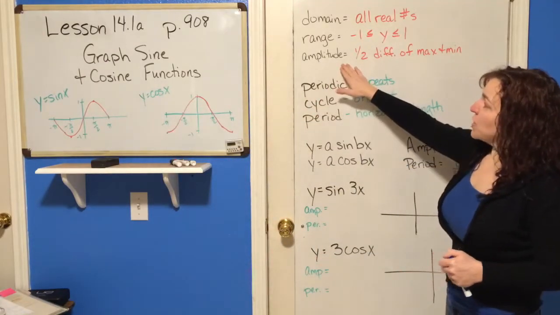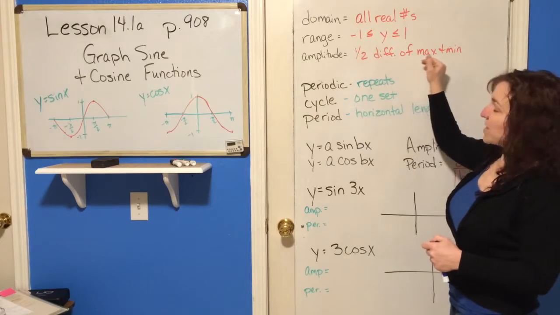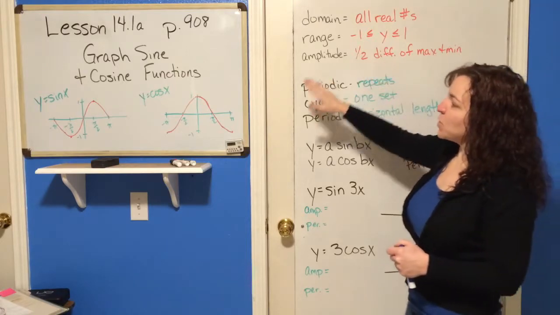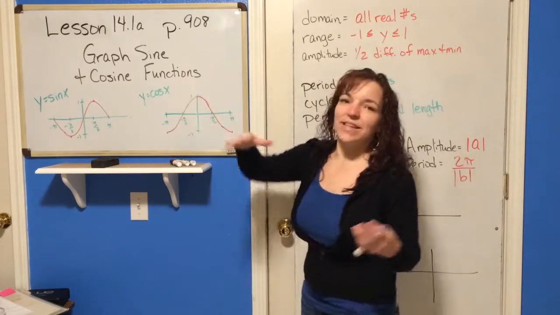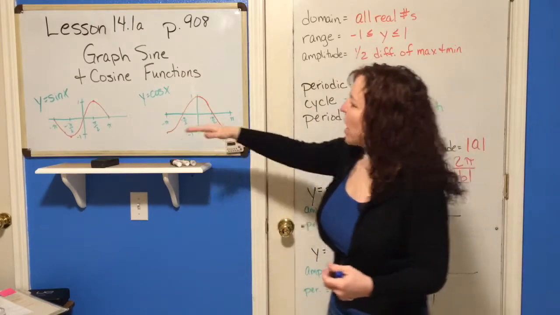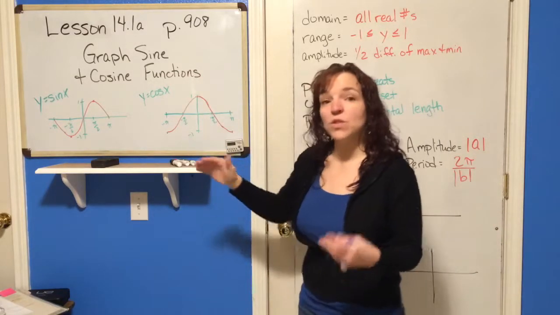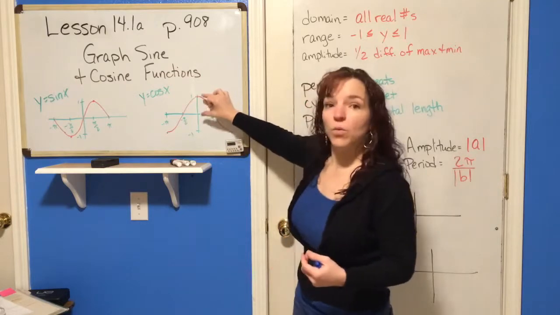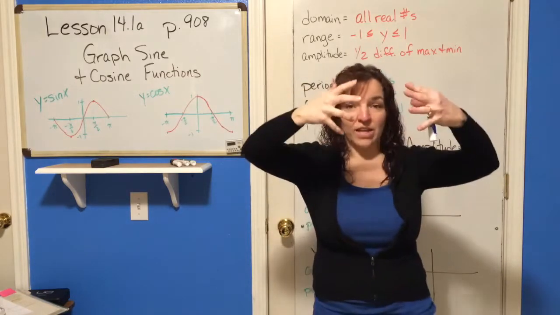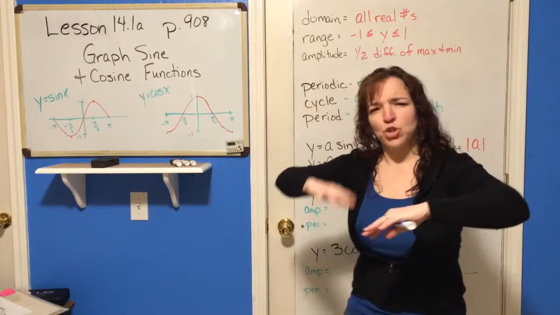The amplitude is half of the difference of the maximum and minimum. So what this means is the amplitude is the absolute value. We went up to 1 and down to -1, so the amplitude is just 1. We're going to go 1 either positive or negative. So that's what we mean by amplitude.